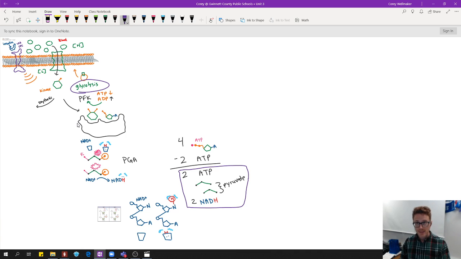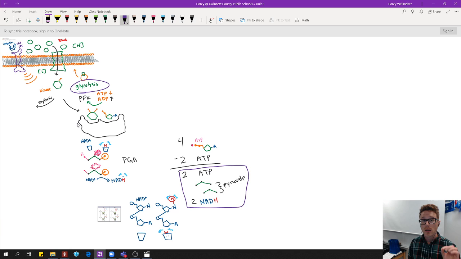There are points in time where your cells rely exclusively on glycolysis. If there's no oxygen available, we call this fermentation, and we'll get to this later, but fermentation will only take you so far. If you deprive your cells of oxygen, they will not be able to synthesize sufficient amounts of ATP in order to stay alive.